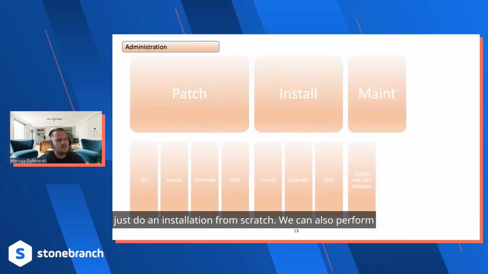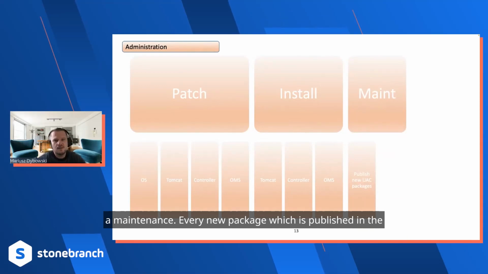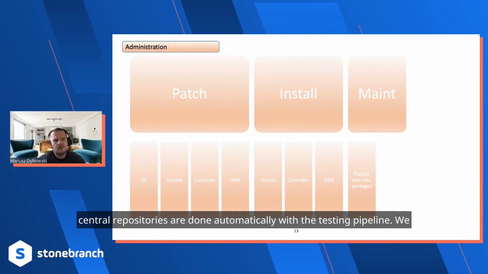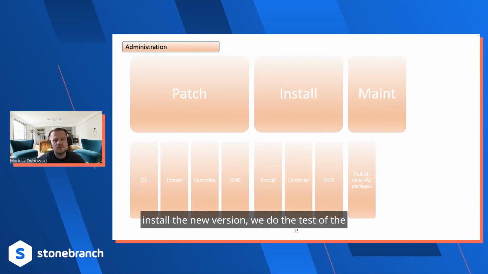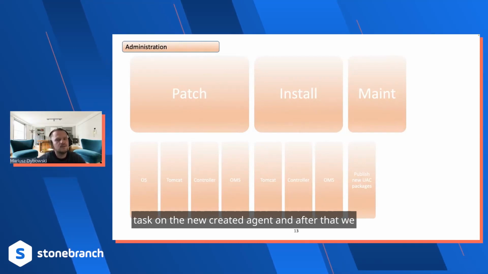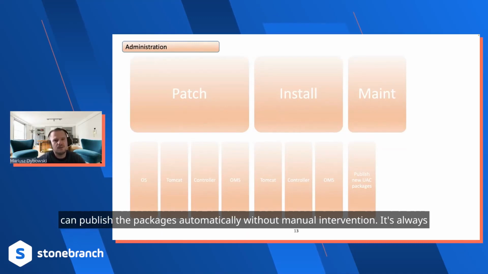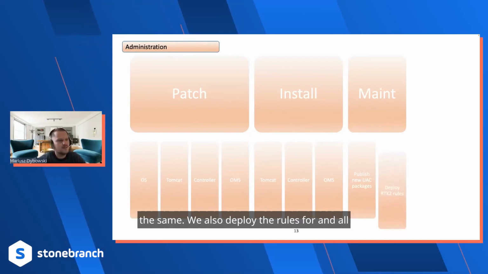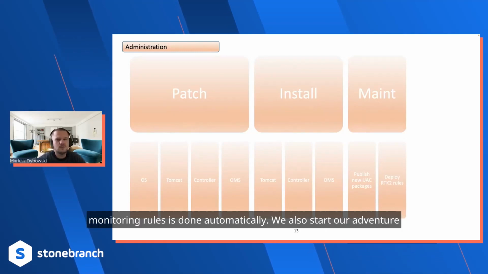We can also perform maintenance. Every new package which is published in the central repositories is handled automatically with the testing pipeline. So we install the new version. We test the task on the newly created agent. And after that, we can publish the packages automatically without manual intervention. It's always the same. We also deploy the rules for Prometheus, and all monitoring rules are done automatically.